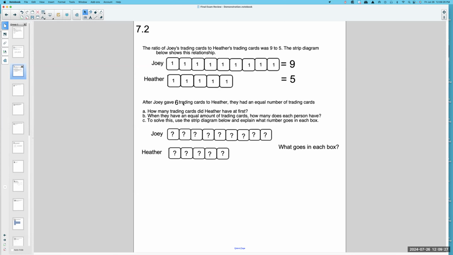Now, after Joey gives 6 cards to Heather, they have an equal number of cards. And then we're asked a few questions. Make sure you read very carefully how many trading cards did Heather have. It could have said Joey, so make sure you answer this properly. When they have an equal amount, how many does each person have? In other words, what is the amount that each person has? It would be the same number. To solve this, use the strip diagram below and explain what number goes in each box.